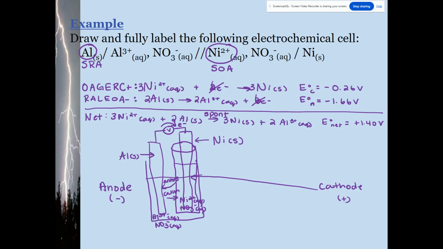And those ions would just flow through the solution that we have right there, okay? Through the porous cup, very slowly through the pores. Okay? So that is how you draw and fully label an electrochemical cell, including the half reactions and the net voltage. Okay?